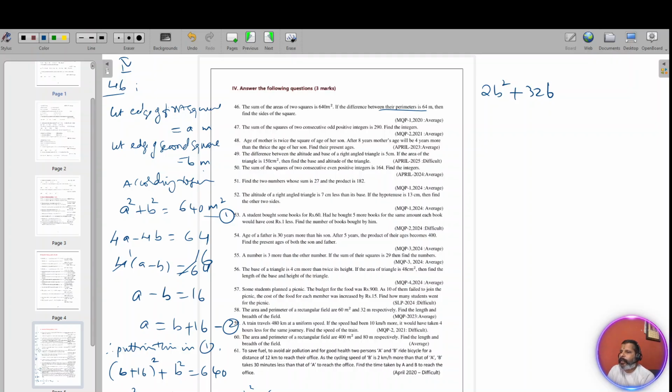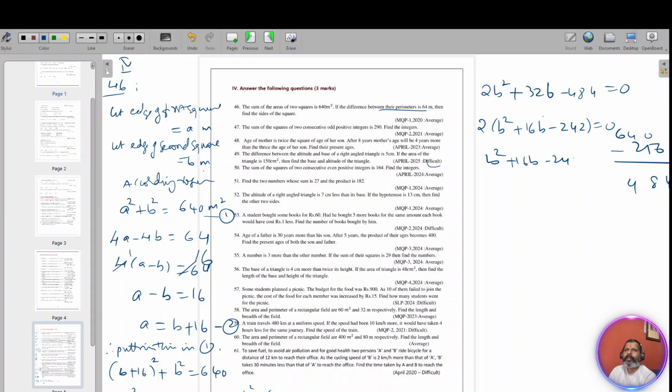Then 640, right? Sorry, 640 minus 256 you have to do. What do you get? Check out. 640 minus 256 is 384. So the equation is 2b square plus 32b minus 384 equal to 0. In that also, if you take 2 common, it becomes b square plus 16b minus 192 equal to 0.